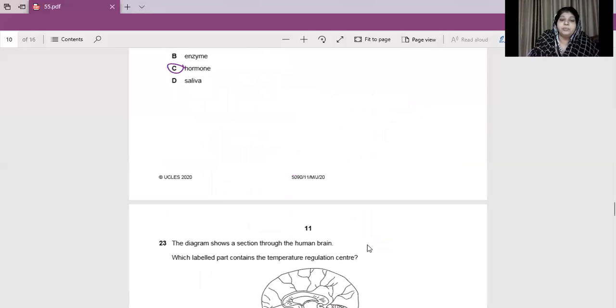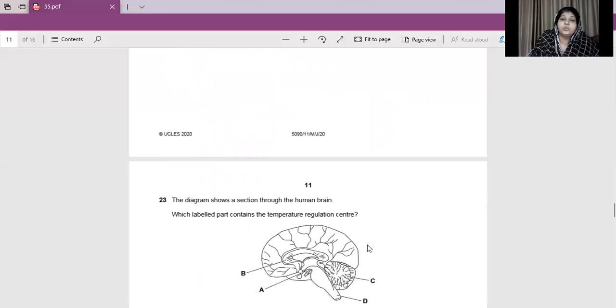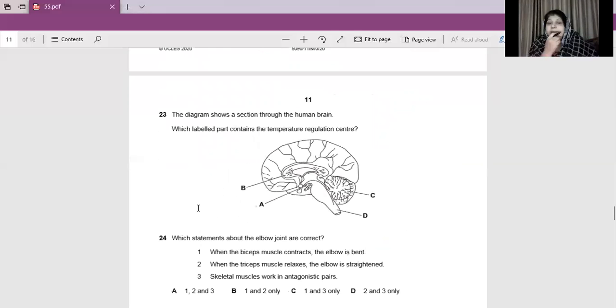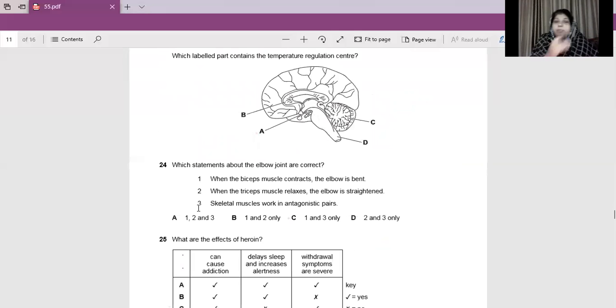Now, the diagram shows a section through a human brain. Which labeled part contains the temperature regulation center? Temperature regulation center means hypothalamus. So this one is the hypothalamus. This is the spinal cord, this is the pituitary gland. This is the correct one.